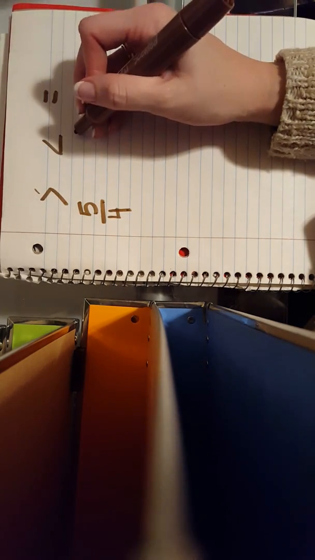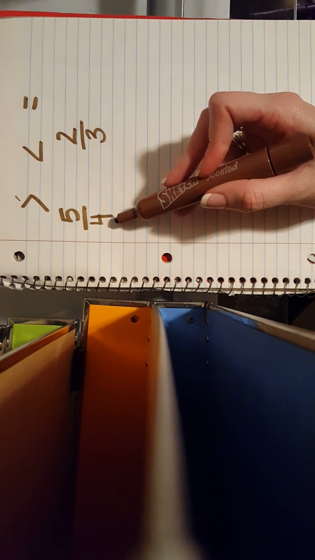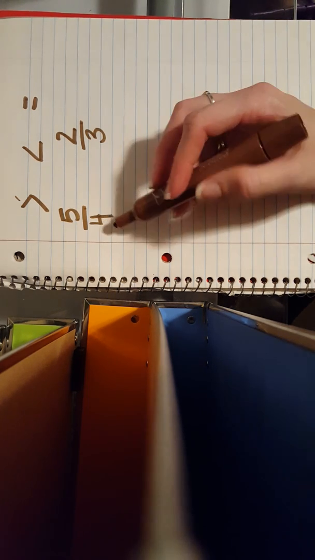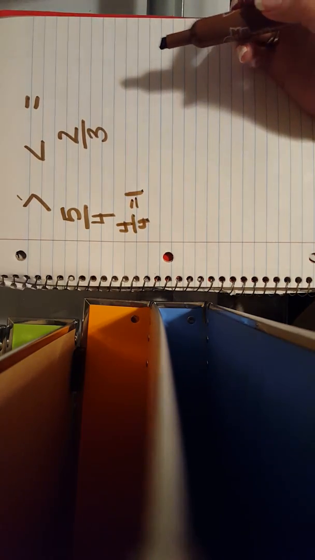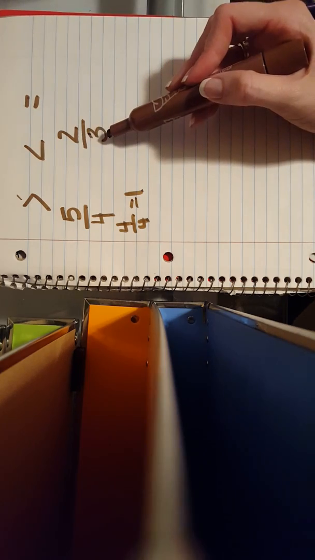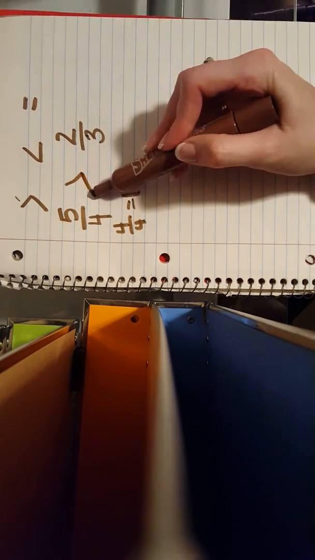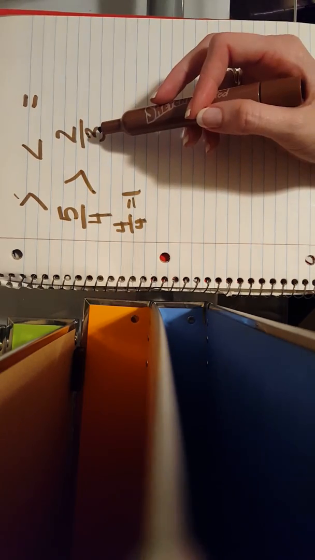So if I have 5/4 and 2/3, well, right away, you should see that this fraction is bigger than a whole because 4/4 equals 1 whole. So this is more than 1 whole. 2/3 is less than 1 whole. So our greater than 1 whole is bigger than our 2/3.